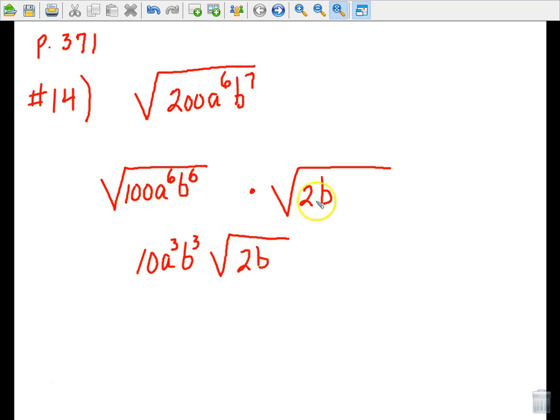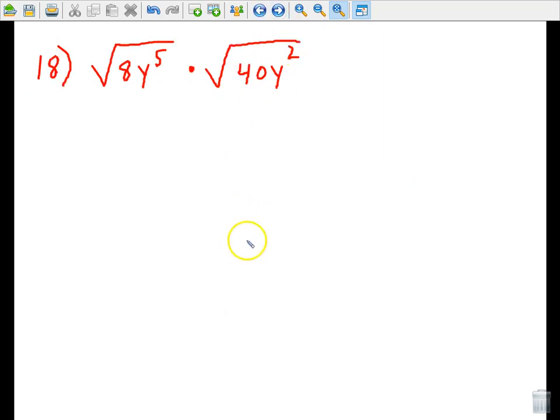So once again, I want you to show this step. I want you to show me your two radical factors. And then that should lead you to your final answer, which in this case is 10a cubed b cubed times the square root of 2b. Okay, let's try another one.